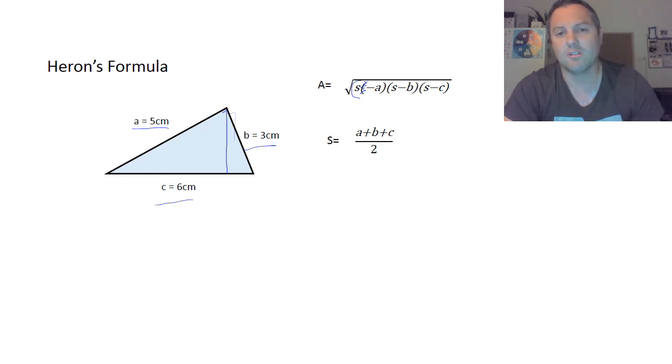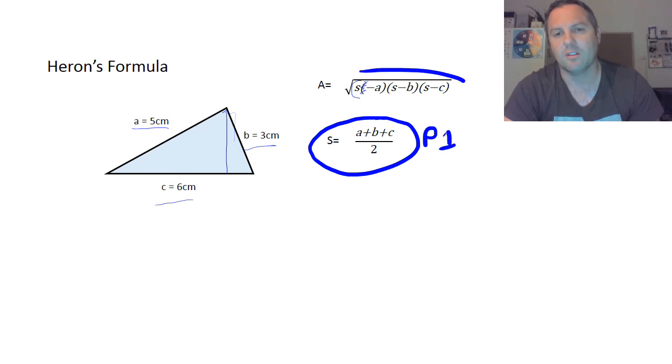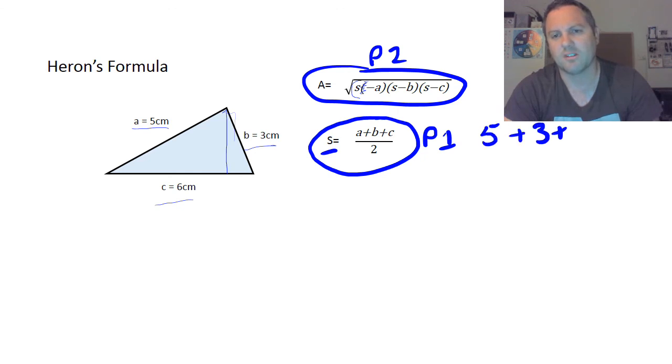So first of all, look at this one here. This is part 1. This one is part 2. First of all, we're going to find S. All we're going to do with S is use the formula A plus B plus C, divided by 2. So we're just going to simply write it out: 5 plus 3 plus 6, divided by 2.